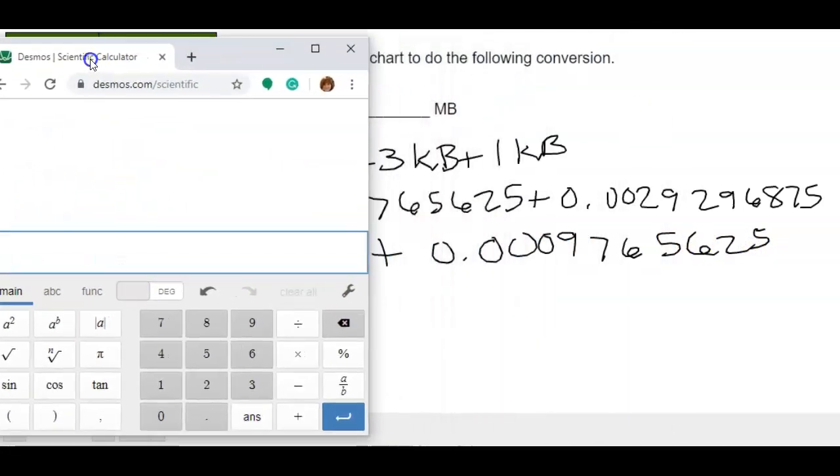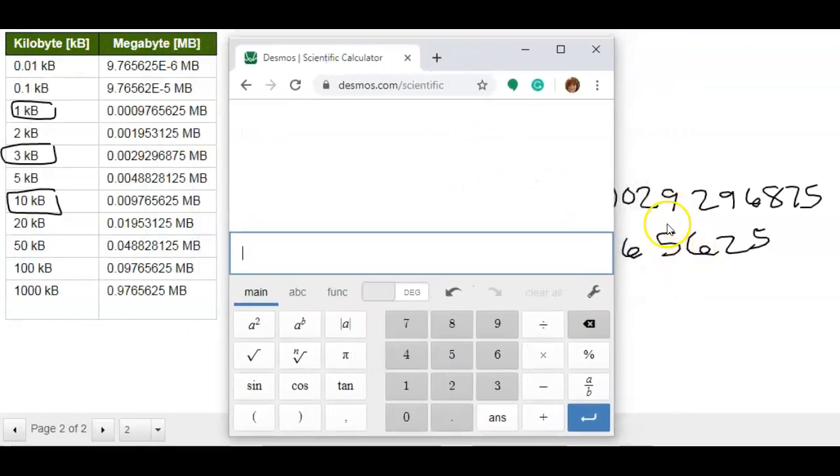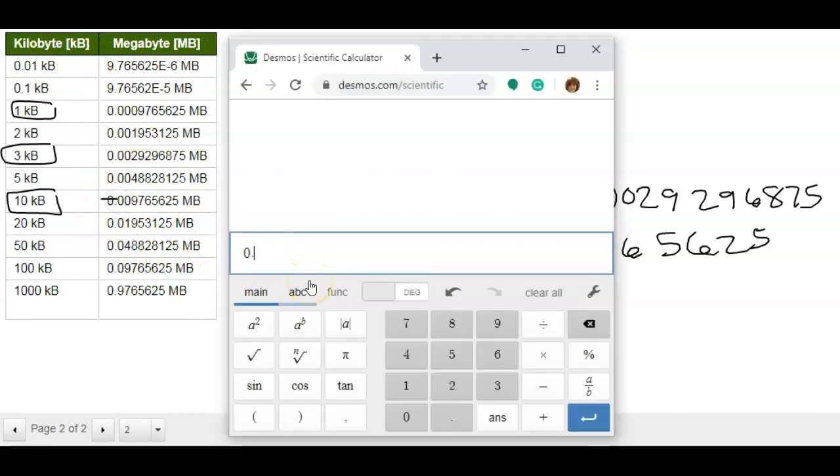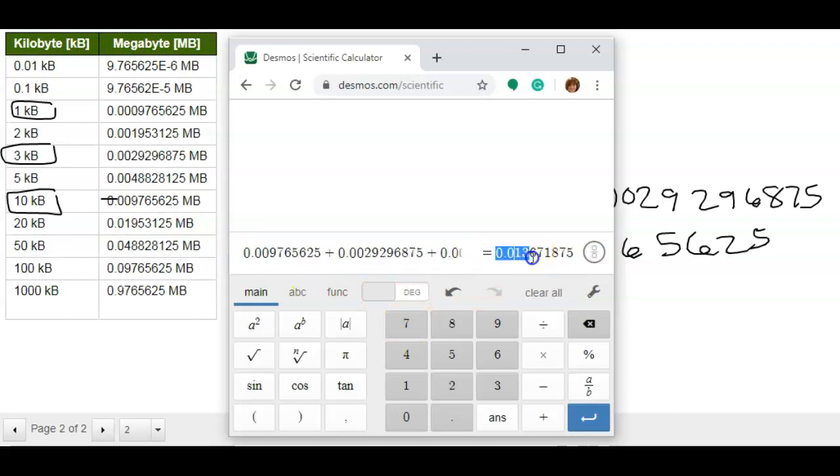This is really hard to do by hand, so we're going to bring up our calculator. I'm going to have to cover up the decimals, and I will just refer to the chart here. So the 10 kilobytes was 0.009765625. Then the 3 is 0.0029296875 plus the 0.0009765625 extra. So our final answer is 0.013671875.